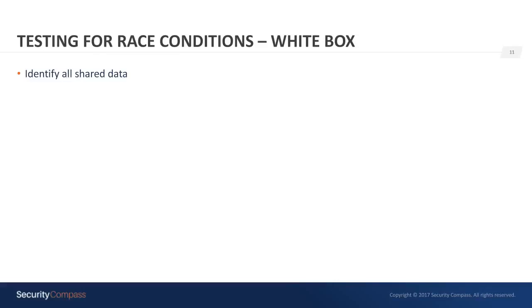Identify all the shared data. This is key. This is the first step. Shared data, by definition, means any data that is used by multiple resources, right? So you have to identify that. Identify where that shared data is accessed across the systems.